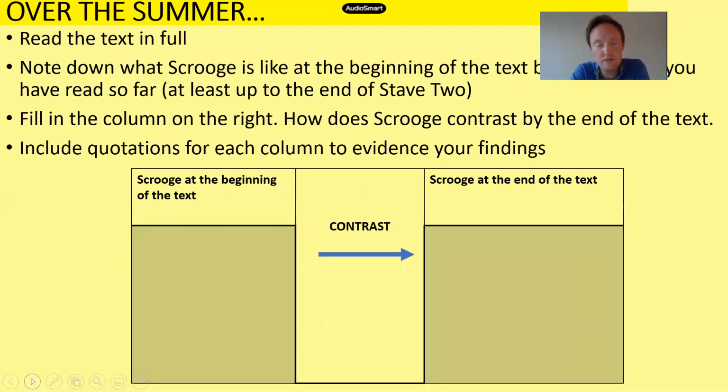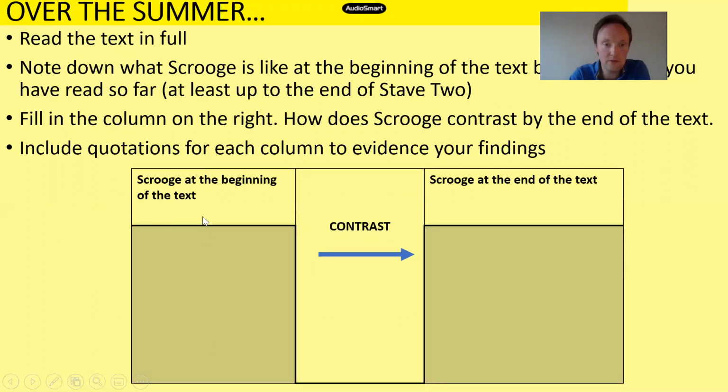And that leads us to the last task, which is about summer reading. We need you to read the text in full. And as you're reading the text in full, we want you to chart the way that Scrooge's character transforms. How does he contrast from the beginning of the text to the end of the text?